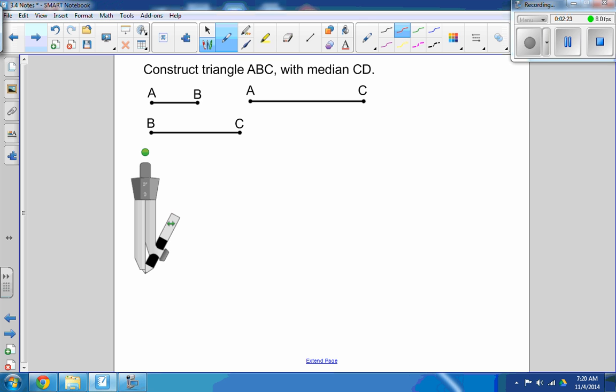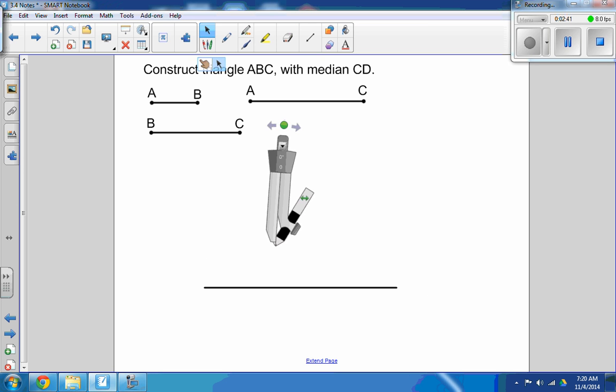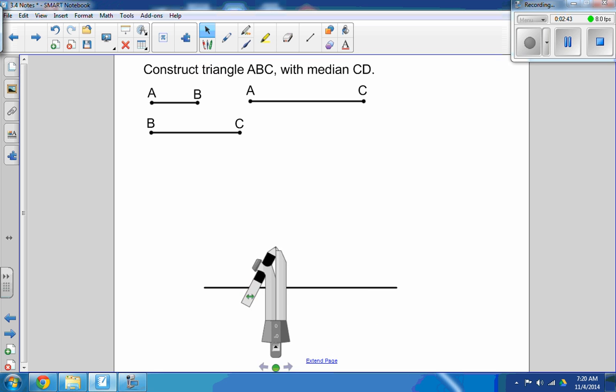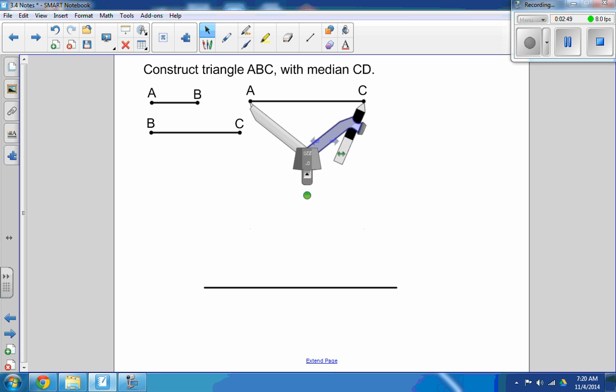All right, so let's construct a triangle ABC with the median CD. So this is going to be a little bit of a lengthy process. I'm going to make a line here at the bottom. Now I'm going to take my compass and make it match the length of AC. I'm just choosing AC because it's my longest segment. So I can tell that my compass is set to that same length.